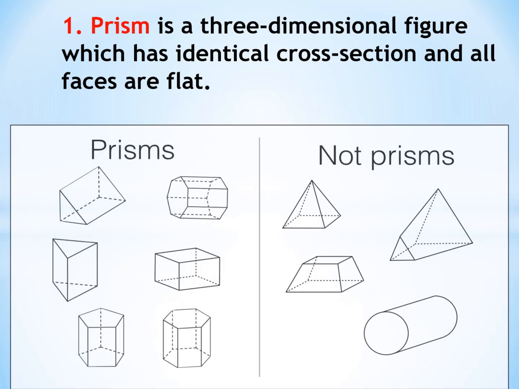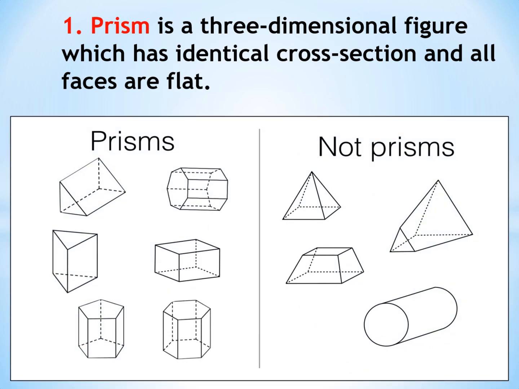Here are some examples of prisms and not prisms. On the left side, we have a triangular prism, where both ends are triangles and the cross-sections are identical, so it's called a prism. On the other side, we have a pyramid. A pyramid has flat faces but the cross-sections are not identical. Therefore, a pyramid is not a prism. Another example of a prism is a cuboid. A cuboid has identical cross-sections and therefore a cuboid is a prism.